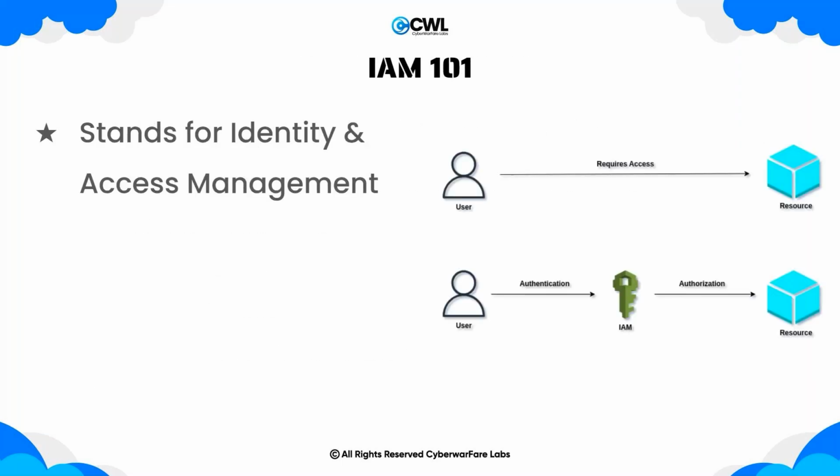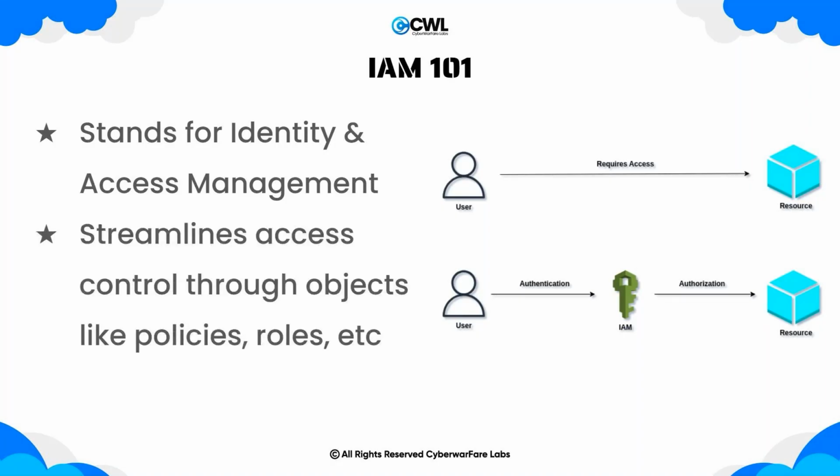Now, let's talk about what IAM is and how it works. IAM is identity and access management, and it is a tool or a process. You can call it a process to streamline control of the permissions, policies, or what resources the user is allowed to access. And how IAM works is, if you see the diagram, in the first part of it, the user is requesting access to a resource.